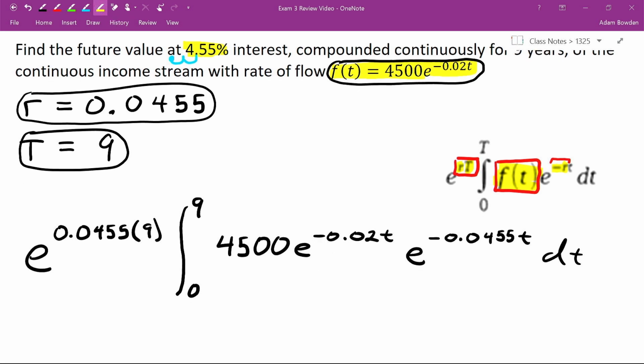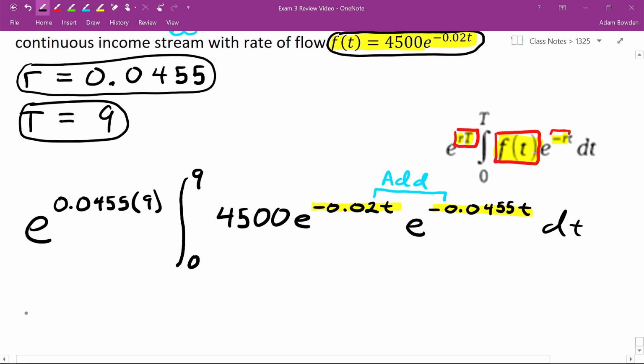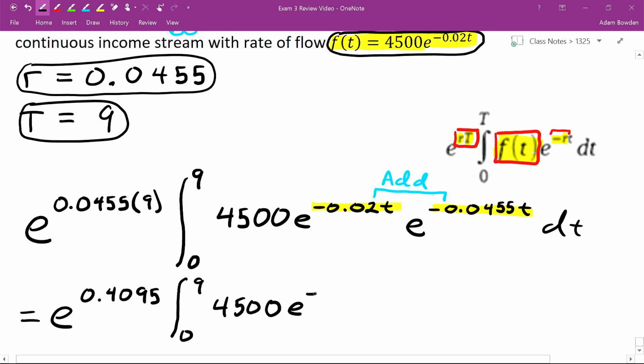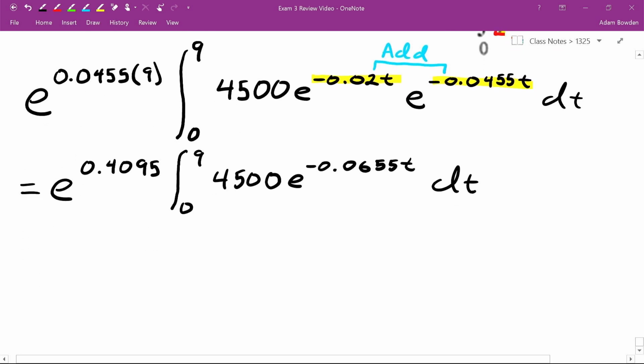Now, one thing we'll need to do is we've got these two e's next to each other. These exponents are going to add together. So let's go ahead and do that here. Let's write this as e, and we'll go ahead and multiply some numbers together, raised to the 0.4095 integral from 0 to 9 of 4500 e raised to the negative 0.0655 t dt.